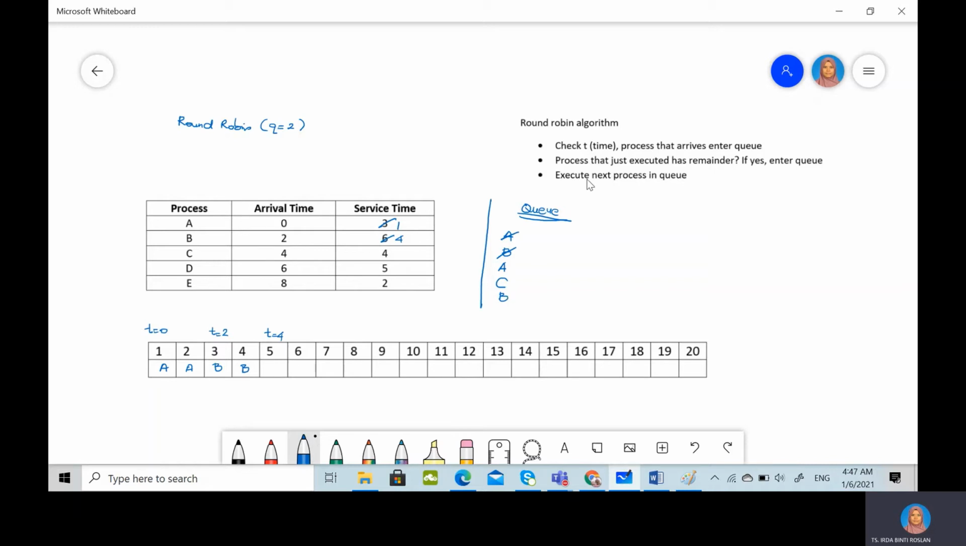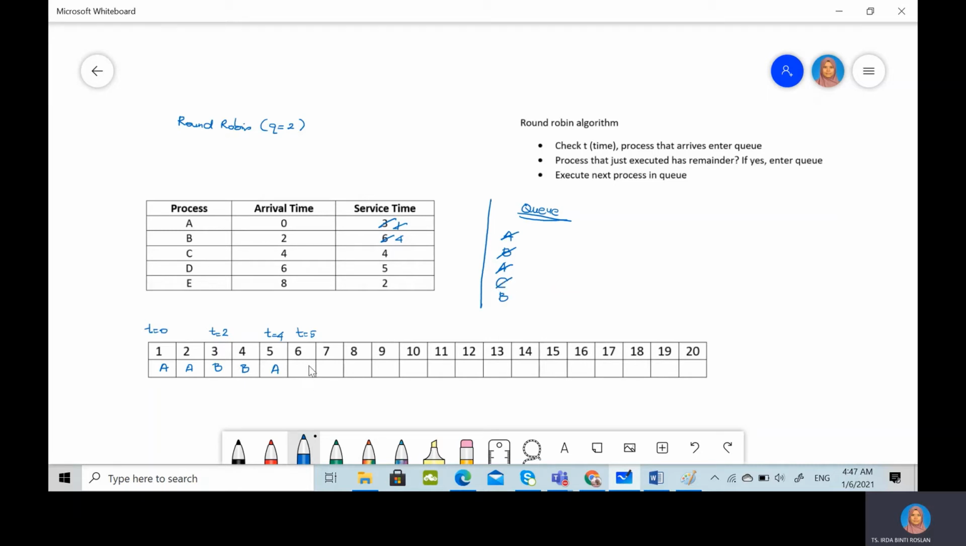Next, execute the next process. We execute A. A is only 1 because the remaining is just 1, so A has finished. We check the next time, t equals 5. Any new process? No, there is no new process. Does A have any remainder? No remainder, so we execute the next process in Q.